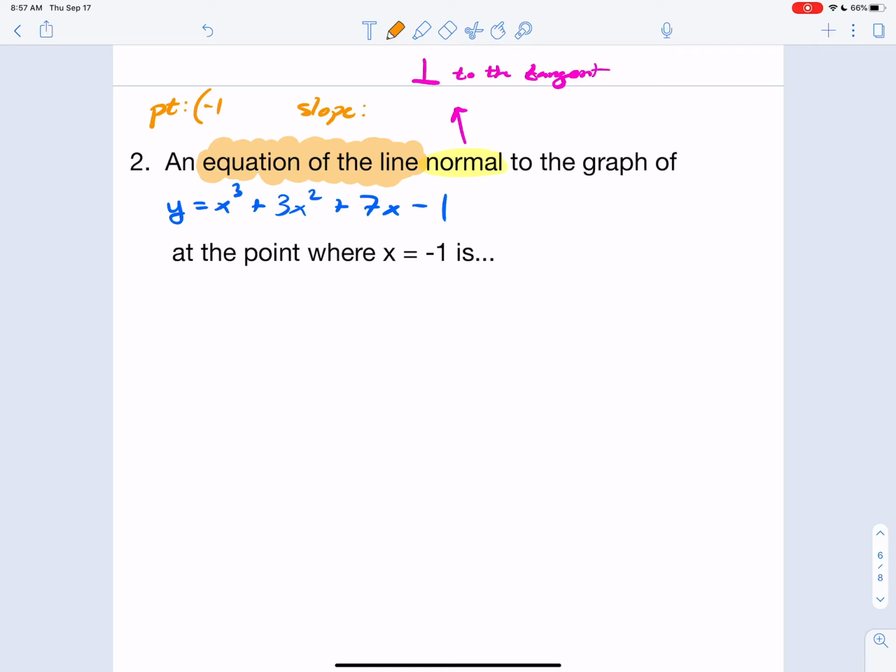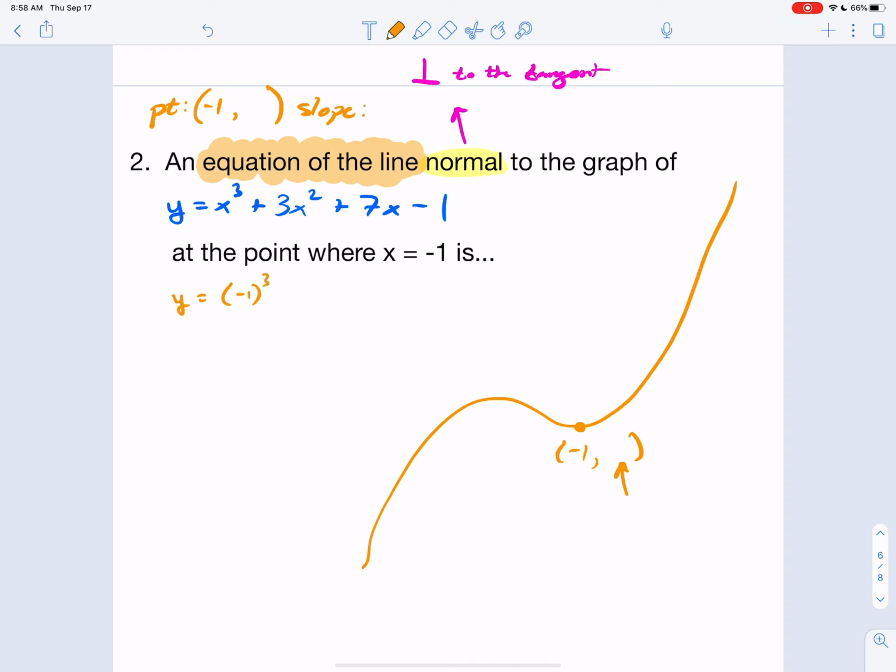So we're missing the y-coordinate and we're missing the slope. We have this cubic function. I don't necessarily know what it looks like, and we know the x-coordinate is -1. How do we figure out the y-coordinate? Well, since this point is on the curve, we're going to plug it into the curve, right? So here we go. y equals -1 cubed plus 3 times -1 squared plus 7 times -1 minus 1.